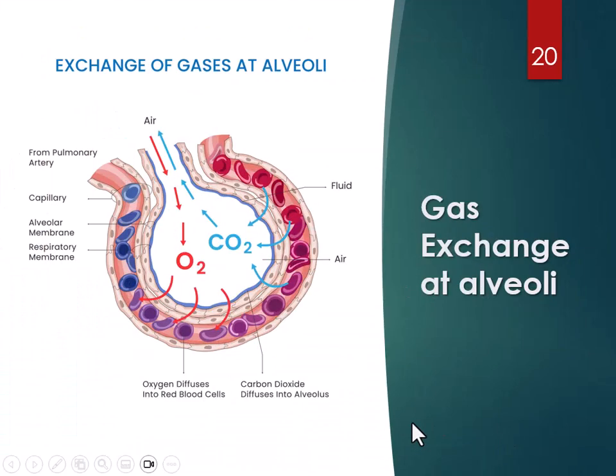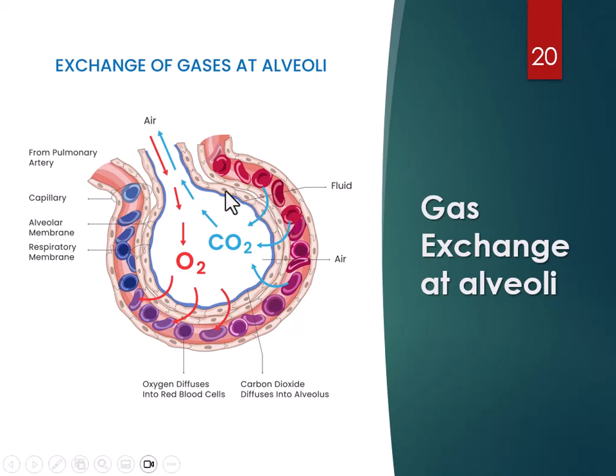Here's a little picture of gas exchange. Oxygen is going into the blood and CO2 is leaving. Okay? Remember, gas exchange cannot occur until the air gets all the way to the alveoli. It can't happen in the trachea, the bronchi, the secondary bronchi, the bronchioles, nothing. It's got to get all the way to the alveoli because the walls are too thick on all those other tubes for gas exchange to happen.